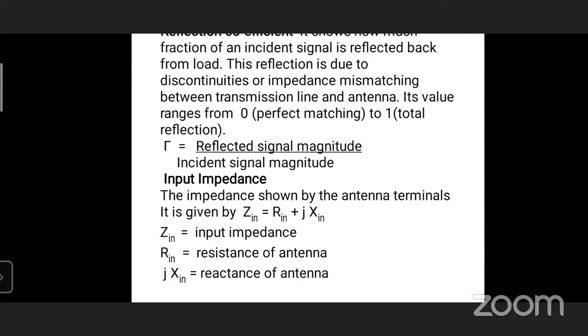Now the fourth parameter is reflection coefficient. Whenever a signal is radiated from source to load, due to impedance mismatching, reflection occurs. The ratio of the reflected signal magnitude to the incident signal magnitude is called the reflection coefficient. Now the fifth parameter is input impedance. It is given at the antenna terminals by R in plus j X in, where R in is the resistance of the antenna and X in is the reactance of the antenna.